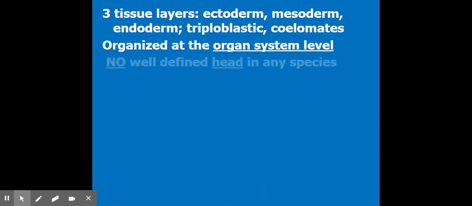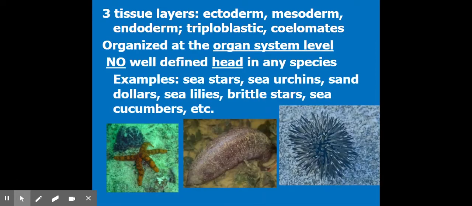They have three layers of tissue. So another characteristic that they all have in common. This was true also in our mollusks, in our arthropods. If you recall back to our sponges, they're only organized at the cellular level, so they didn't even have tissue. We had two tissue layers in cnidarians, and now these ones have three, just like mollusks and arthropods. They're organized at the organ system level.